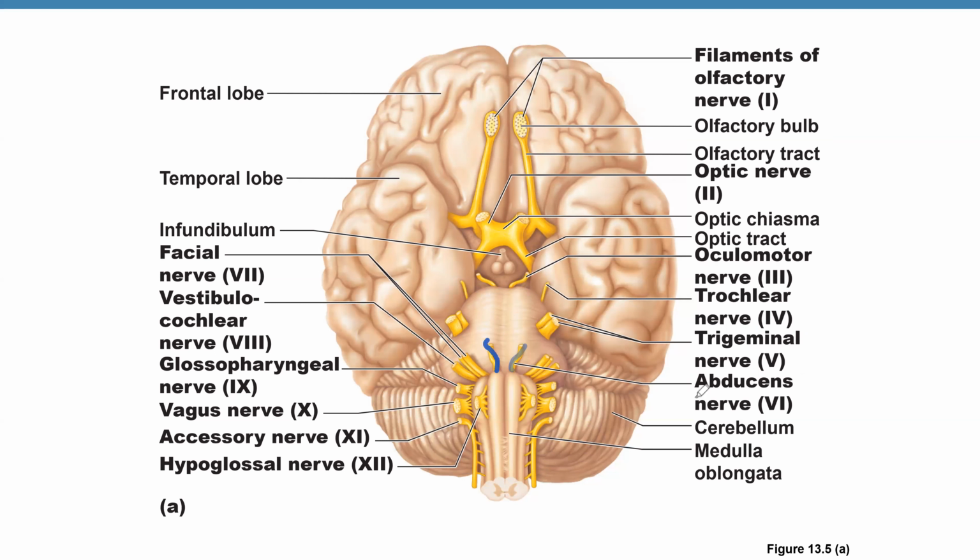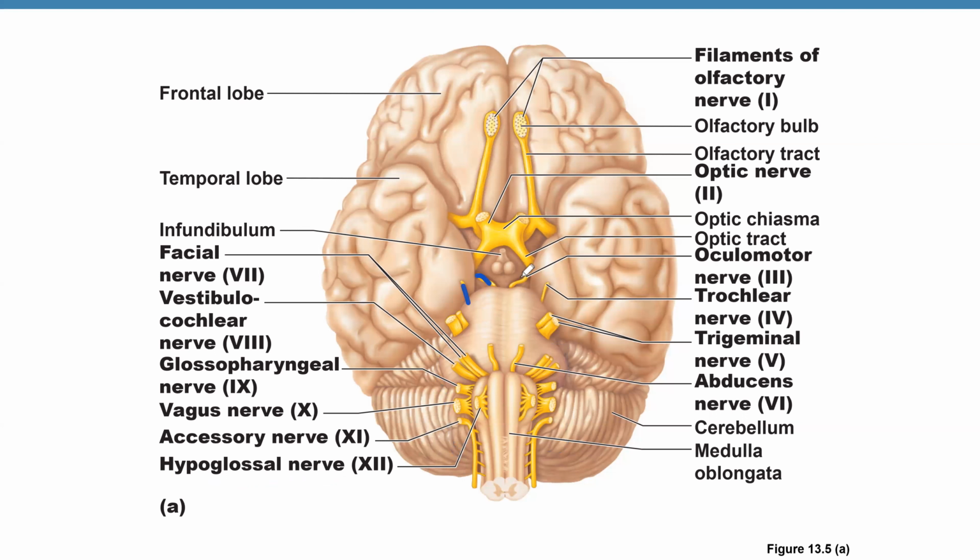6, abducens. Then we go to 7, facial nerve. Then 8, vestibulocochlear nerve. Then 9, glossopharyngeal. Next is vagus, number 10. 11 is accessory, and 12, hypoglossal. Right, so you can see that most of the nerves are associated with the pons and medulla.